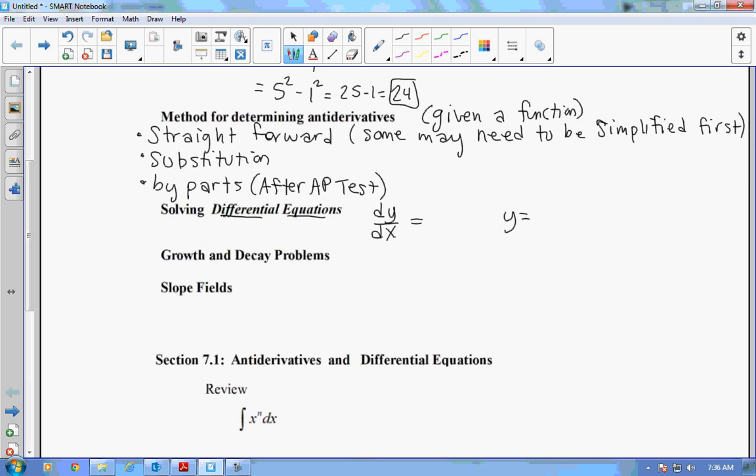Okay, growth and decay are exponential equations, and I think it comes in a couple days. Slope fields.